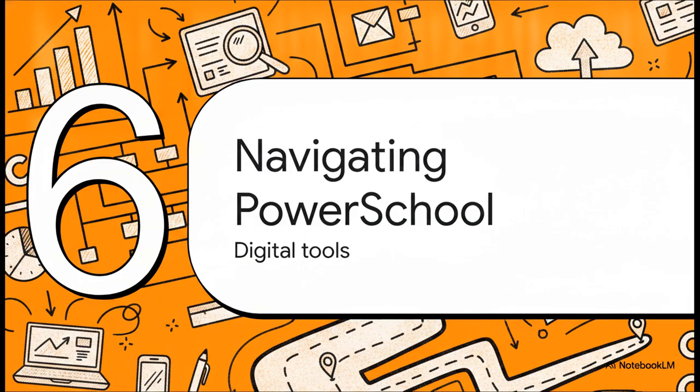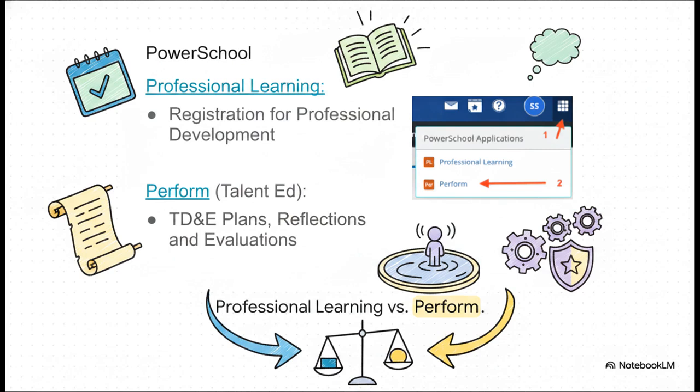Section 6, navigating PowerSchool. Tracking all of this incredible growth requires the right digital tools. So let's clarify exactly where everything lives. You're going to be using 2 distinct sides of PowerSchool, and keeping them straight is absolutely key. PowerSchool Professional Learning is strictly for registering for your professional development courses, but PowerSchool Perform, which you might sometimes hear called Talent Ed, is where all of your TD&E magic happens. Your plans, those fall, winter, and spring reflections, and your official evaluations, they all live right there in Perform.